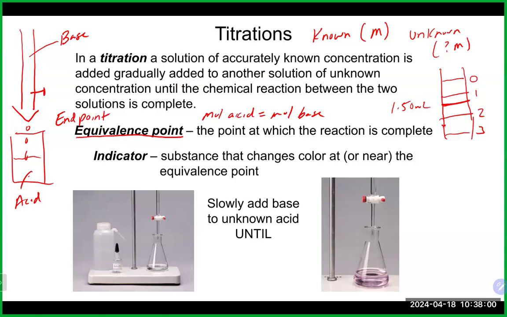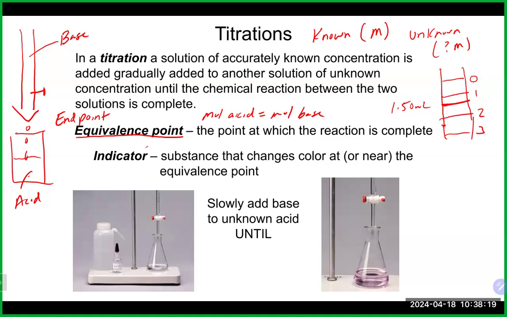Sometimes people refer to the endpoint of a titration. The endpoint of a titration is basically where you stop your titration. And if you do a good titration, those two should be pretty close to each other. If you did it right, your endpoint should hopefully be close to the equivalence point. But how do we know, if we're just doing a titration, when we should stop?